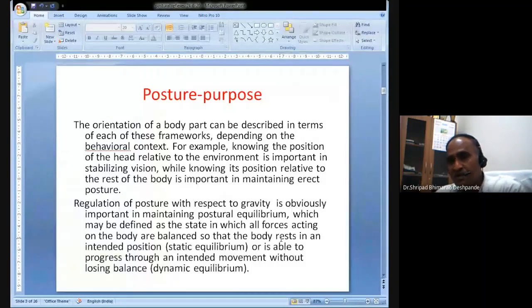We all have that static equilibrium. Right now you are sitting on your chair and you have static equilibrium, or this static equilibrium is disturbed when you progress with an intended movement, and this progression happens without losing balance. That means you don't fall, you don't sway, or you don't injure yourself. So there are two components there, a static equilibrium and a dynamic equilibrium. That is about posture.